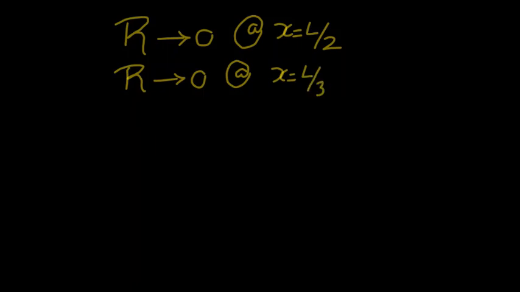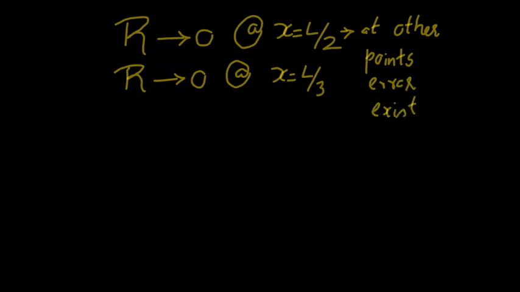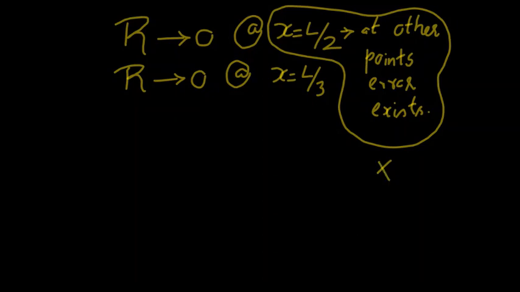If you are making the error 0 at x is equal to L by 2, then at all other points, error will be there. So at all other points, error just kicks around. This is very important. So you are making the error 0 only at chosen points. This process of making the error 0 at only chosen points is what is called the point collocation method.